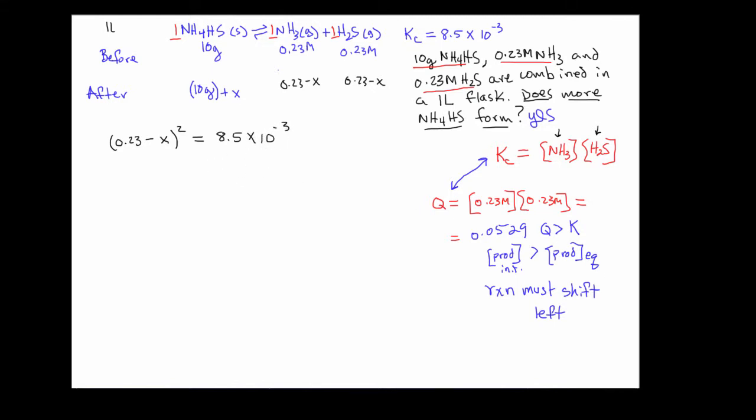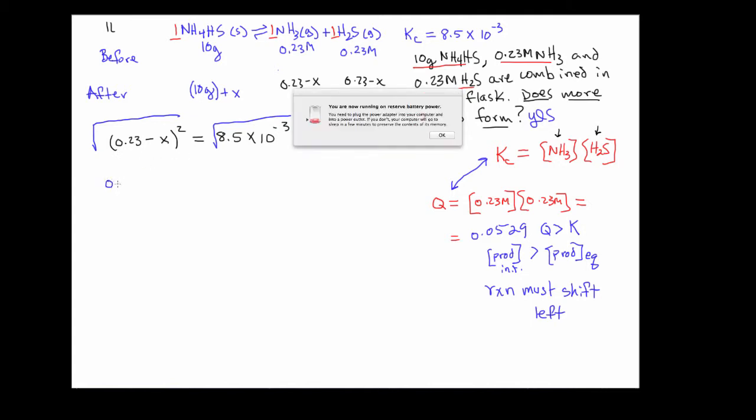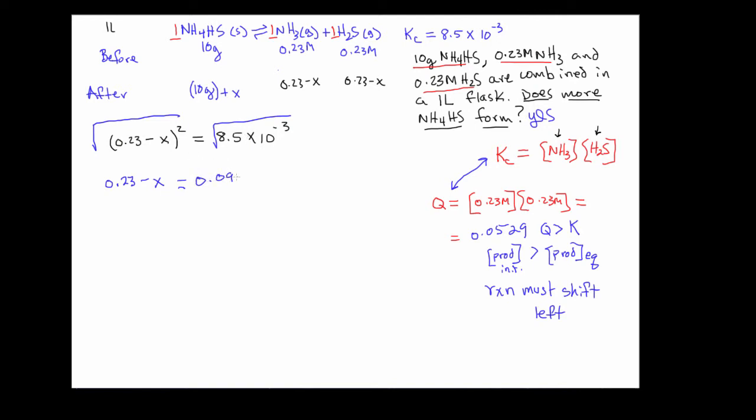Now, this is a nice problem because we can take the square root of both sides, so that we're not going to have to deal with a quadratic equation. And what we're going to get after we take the square root of both sides is, on this side we'll have 0.23 minus x, and that's going to be equal to 0.0922.